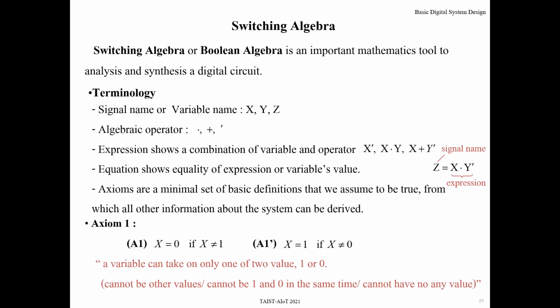Now, before going into detail on how to represent the function, let's consider switching or Boolean algebra. At first, for the variable or signal name, in a mathematical expression we treat it as a variable, but in the circuit we consider it as a signal in the circuit. Anyway, it's the same. Signal name or variable name, and operators: AND, OR, invert. These are the basic operators.